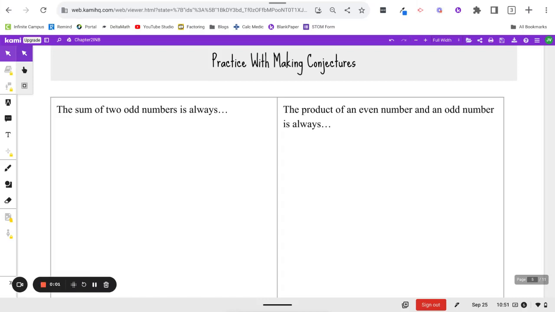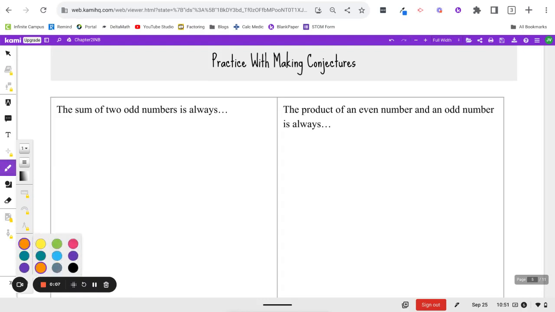Okay, so we're looking at our page 5 notes and we're doing practice with making conjectures. And remember, we have our process of what we're going to do on our page 4 notes. So if you don't have your page 4 notes, that's going to be a problem. But we're going to look at this first question.